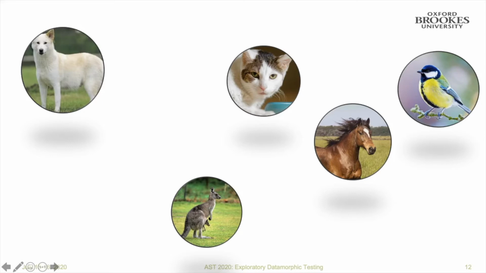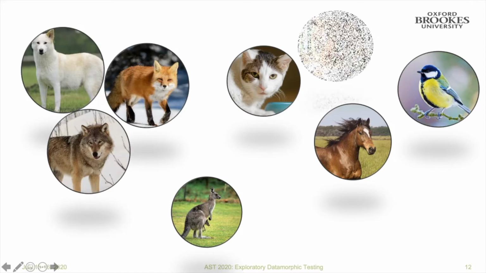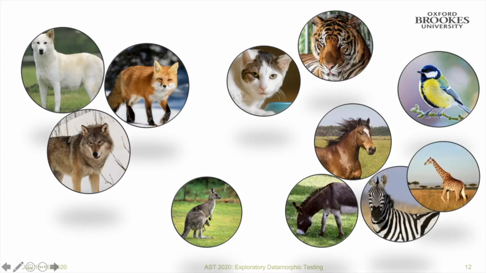For example, for a software that recognizes animals, we would like to test the software on different types of animals, but would be more interesting to test the software on animals that are similar to each other. For example, fox and wolf to be distinguished from dog, tiger to be distinguished from cat, and so on.